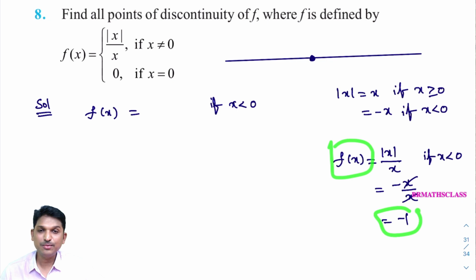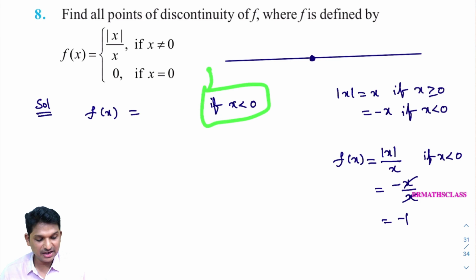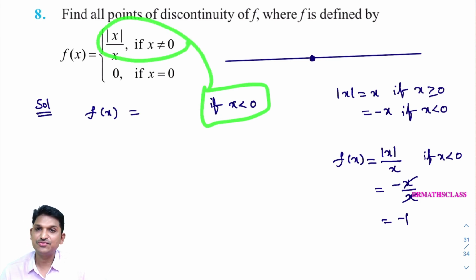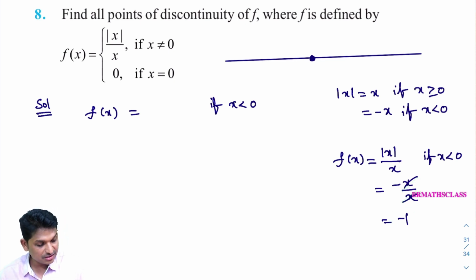Okay. So what I am trying to say, when x value is less than 0, actually we need to choose this function. Less than 0 means all negative numbers, that they are not equal to 0. When x value is less than 0, modulus of x is minus x. So in place of modulus of x, if I write minus x, this will get cancelled. I hope you understand this. So f of x is minus 1 when x is less than 0.